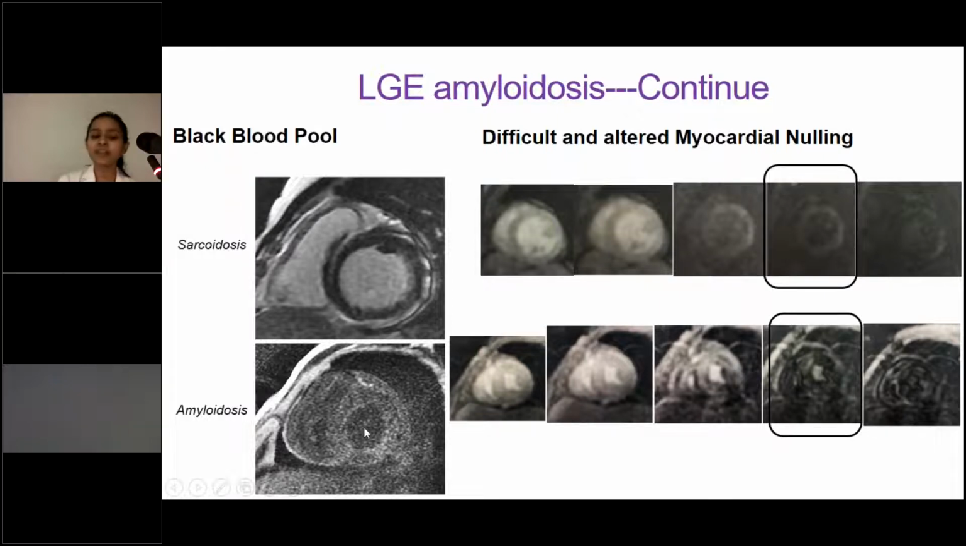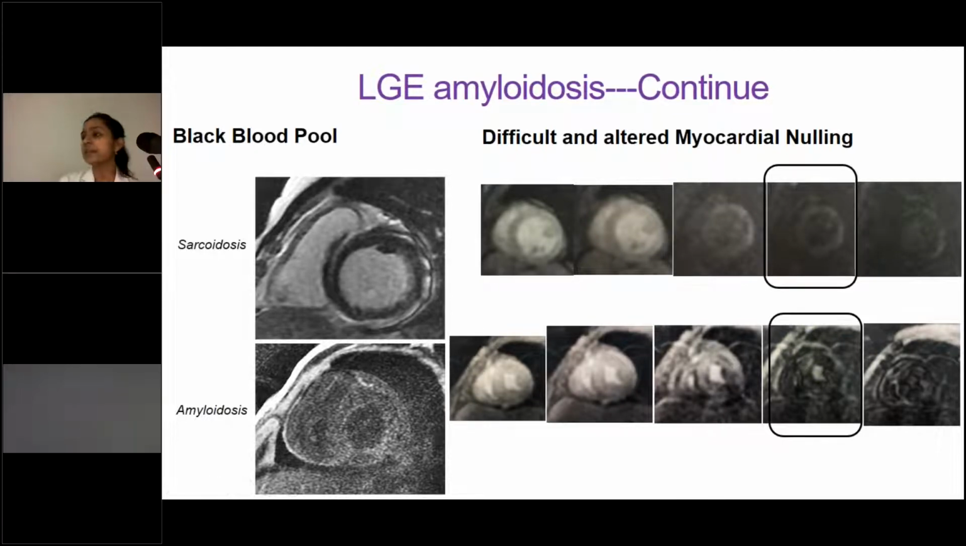But in case of cardiac amyloidosis, what happens is that because the amyloid has a very strong affinity for gadolinium, all the gadolinium is pulled out of the blood pool, and therefore the blood becomes black, and the myocardium appears enhancing depending upon the amyloid burden. And therefore, the global subendocardial pattern of enhancement along with black blood pool is a very important characteristic of cardiac amyloidosis.